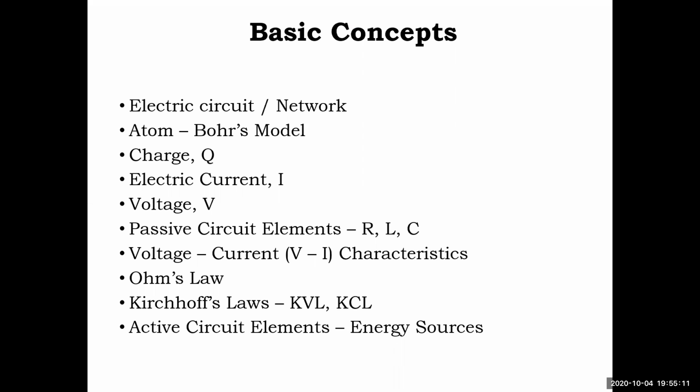The basic concepts will be divided into two parts. In the first part we'll just be defining. As I already mentioned, it is a revision. What is meant by electric circuit or network, how you define an atom, what is the concept of charge, current and voltage. Then we'll introduce the first set of electric circuit elements, called passive elements: resistor, inductor and capacitor. We'll see their VI characteristics.